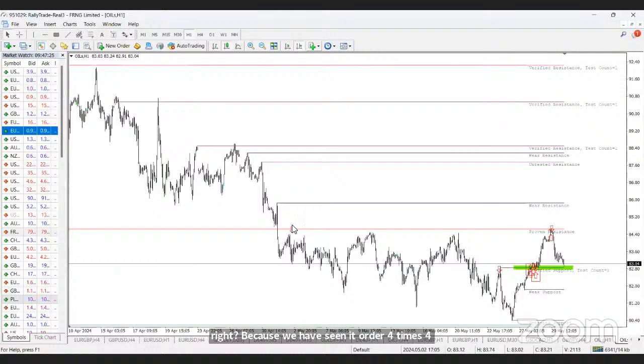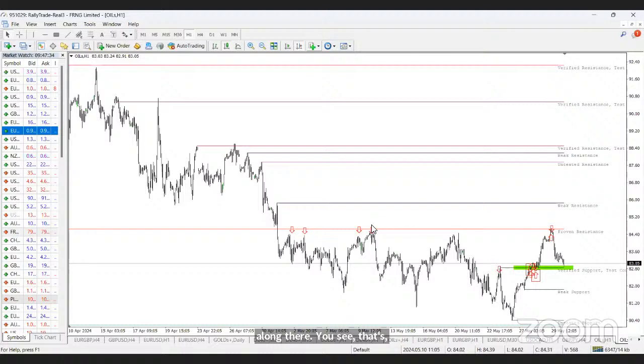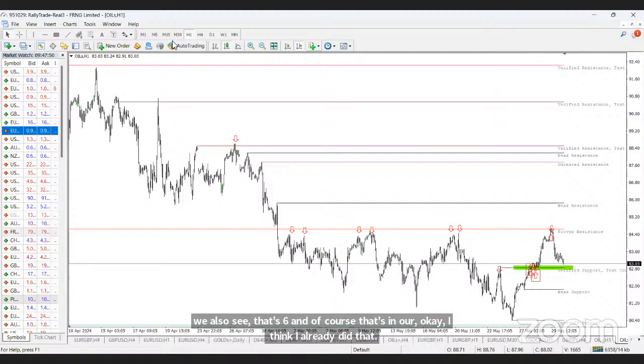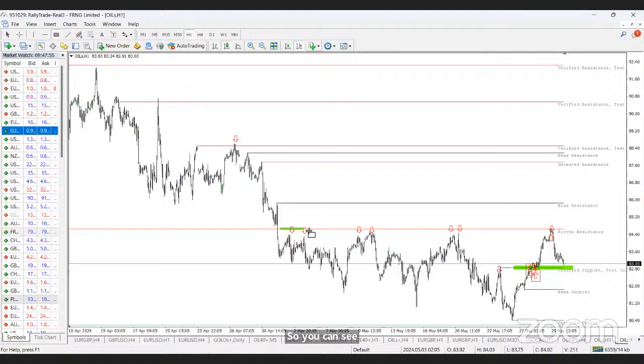We have seen rejection around here. We've seen rejection around here. That's 2. We've seen rejection around here. That's 3. We've seen rejection around here. That's 4. We've seen rejection around here. That's 5. Of course, we also see another sudden rejection around here. That's 6. So you can see that we have more than one rejection around here. Okay, and of course, we can also pin that part if you like. Those are strong rejection areas. So that sums it up that this place is a proven resistance zone.